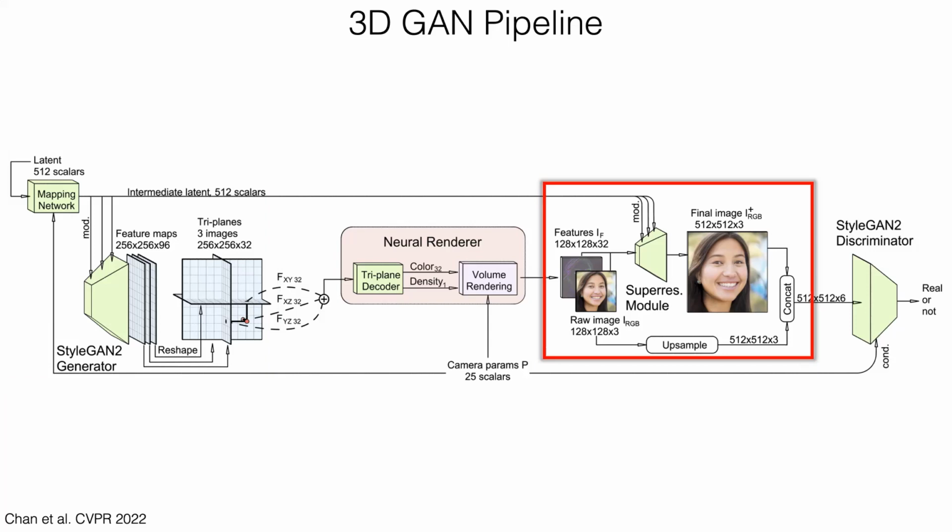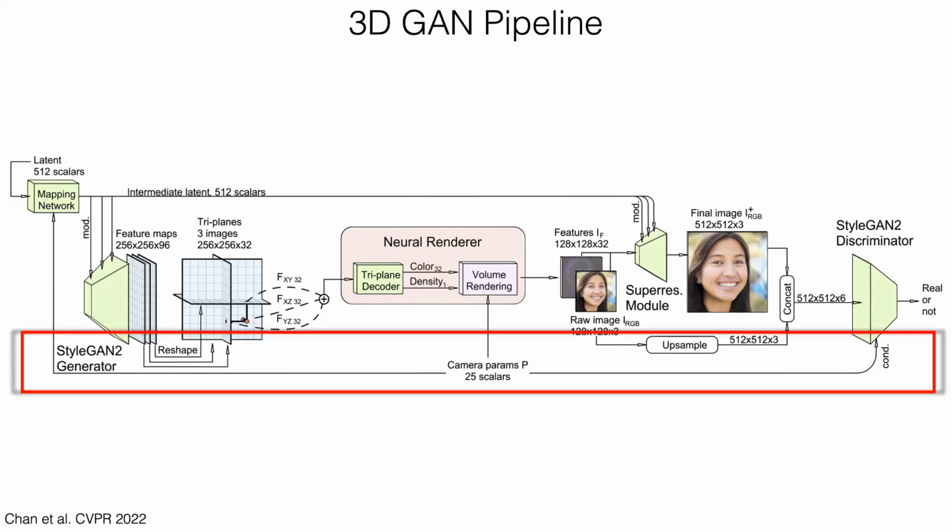There's a couple of other nuances in here, which include a super resolution module. So our raw neural rendered images are still 128 by 128 with a bunch of additional features. And we're going to have a 2D CNN that super resolves those to 512 by 512 at the end of the day. And in order to do this in a multi-view consistent way, so that it doesn't hallucinate any details that are not multi-view consistent, we add two things. We add camera pose conditioning on the generator and the discriminator, and we also add dual discrimination, which I'll show you in a second.